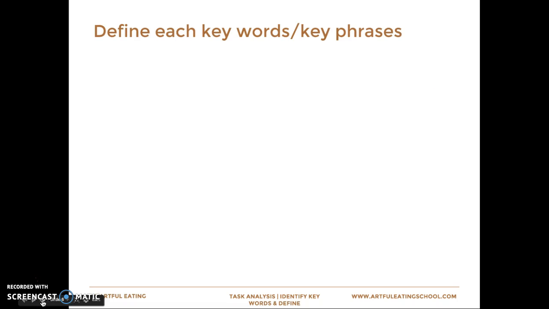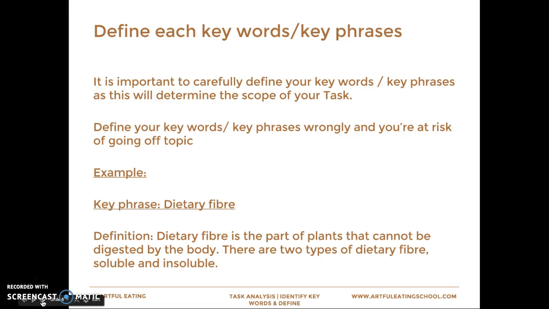So the next part of this is to define each keyword and phrase. Now it's important to carefully define the keywords and phrases, as this will determine the scope of your task. If you define your words or phrases wrongly, then you're at risk of going off topic. So for example, if one of my key phrases was dietary fiber, then I would define it as the part of plants that cannot be digested by the body. And there are two types of dietary fiber, soluble and insoluble.